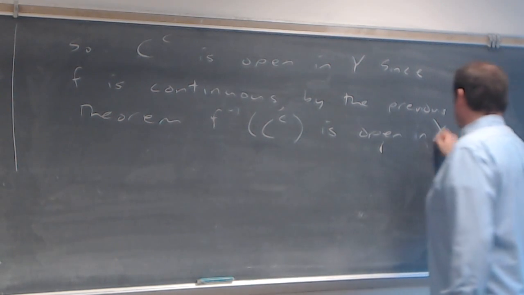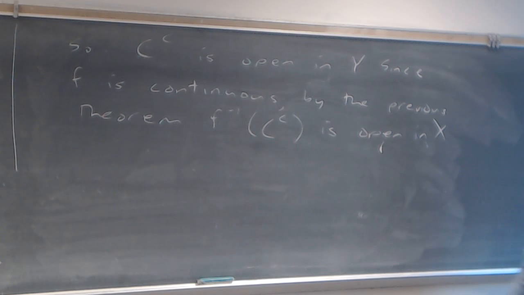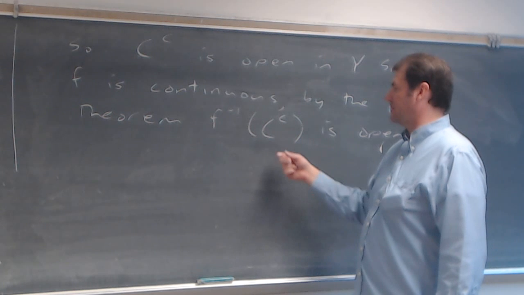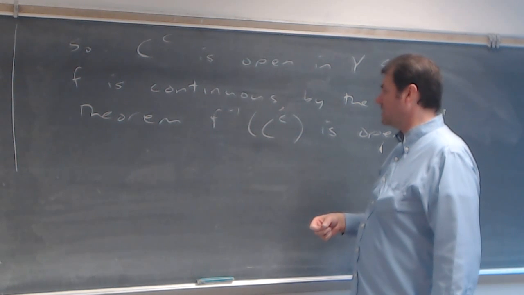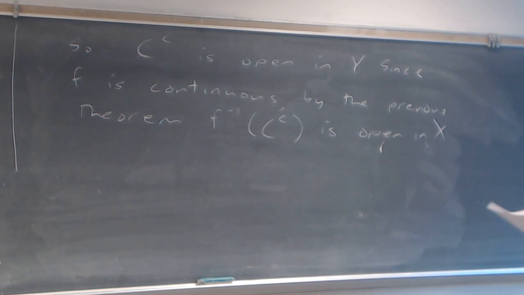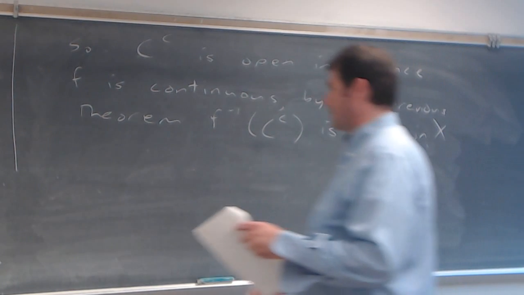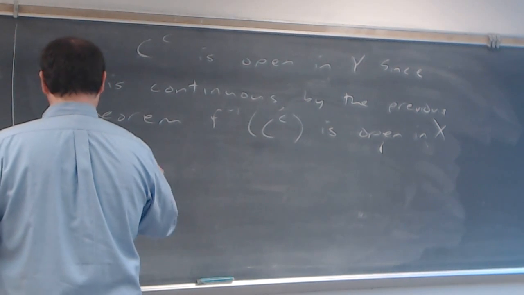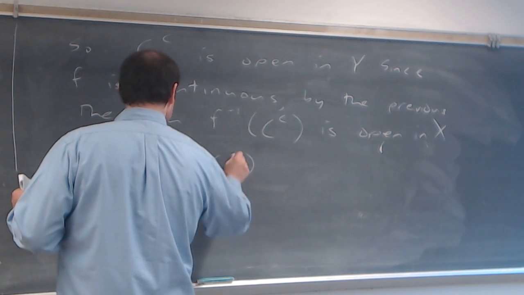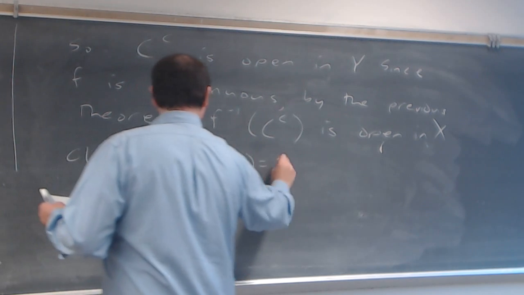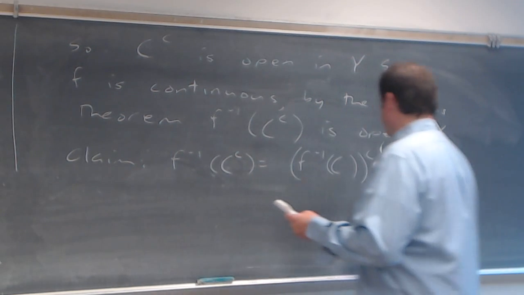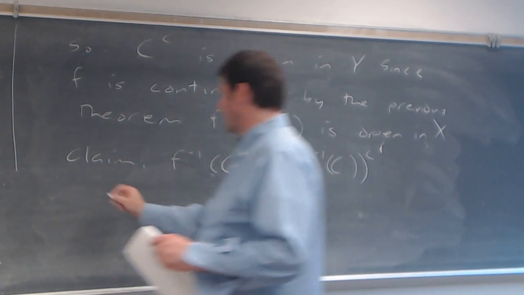Well, that's great. But what we were trying to show is that the inverse image of C is closed in X. Maybe there's a relationship between the inverse image of C complement and the complement of the inverse image of C. And in fact, there is. So here's our claim. Claim: F inverse of C complement is equal, it's the same thing, as F inverse of C, you take the complement of that. So we'll work on proving that.